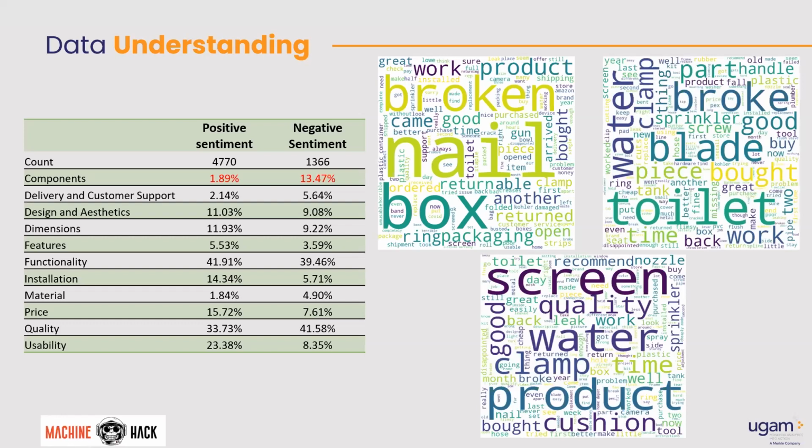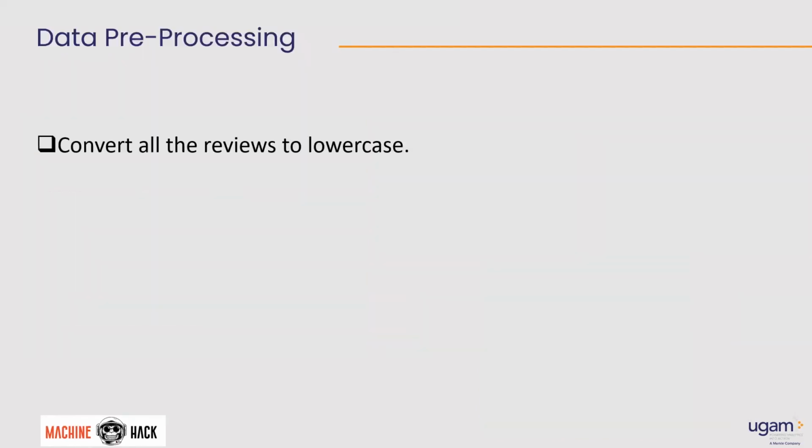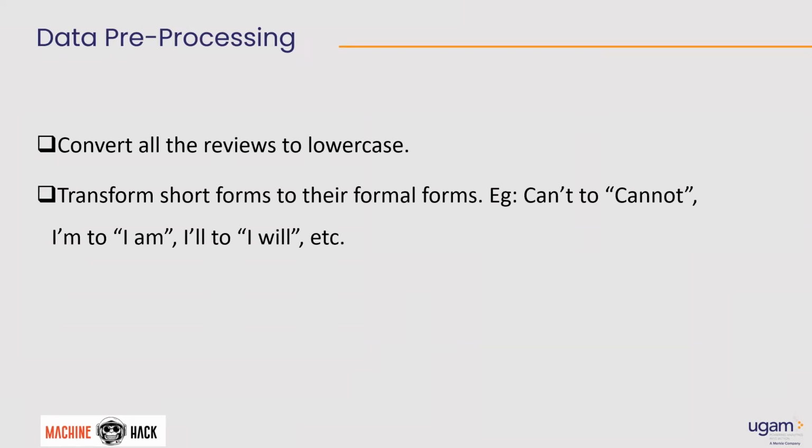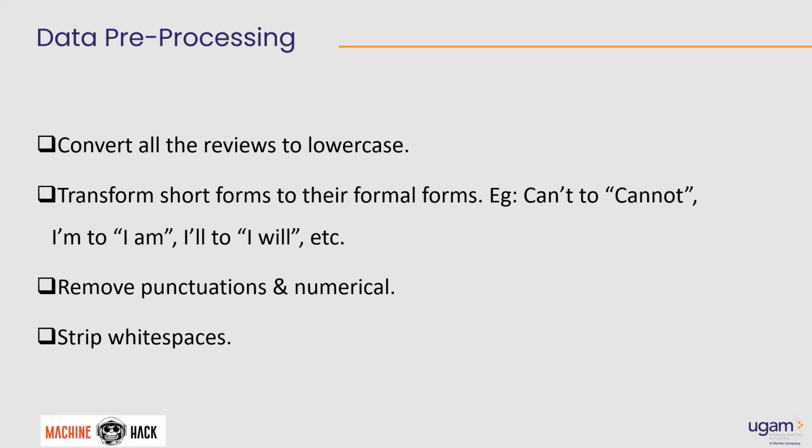I converted all reviews to lowercase. I converted the short forms, basically can't to cannot, I'm to I am, I'll to I will. The reason is I would be training a BERT model, and BERT has certain words which it has learned. Can't is not in its vocabulary, cannot is. If can't is not there, it will split it into two halves: can and apostrophe t, because it can't find that exact word in the vocab. I removed punctuations and numerics because they were not giving me any information, and I stripped white space, the basic pre-processing.